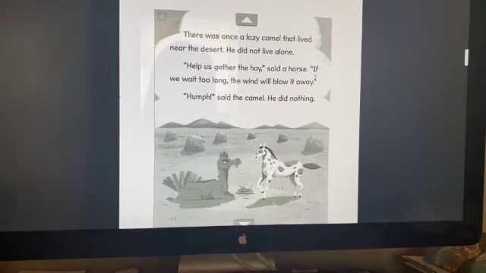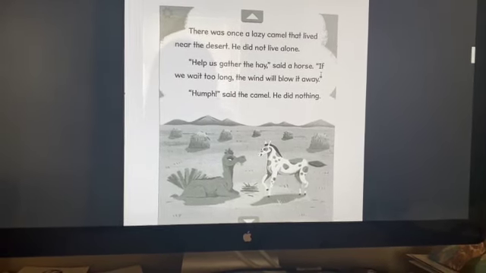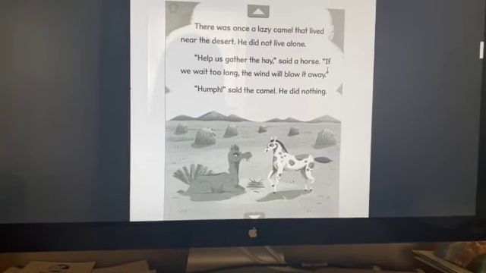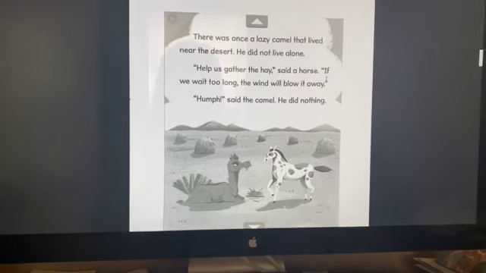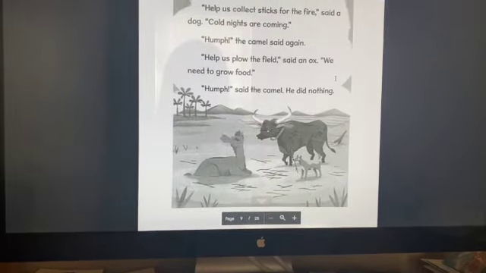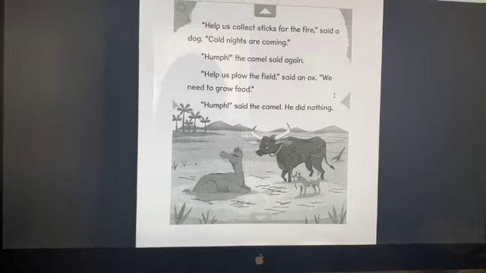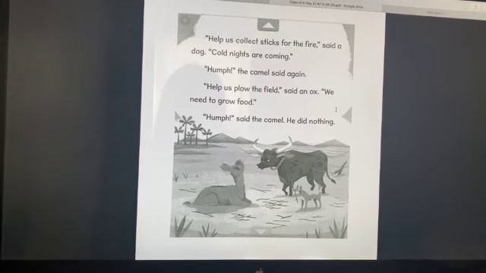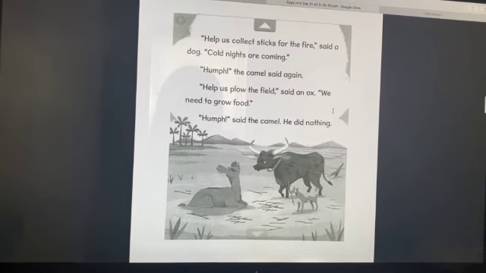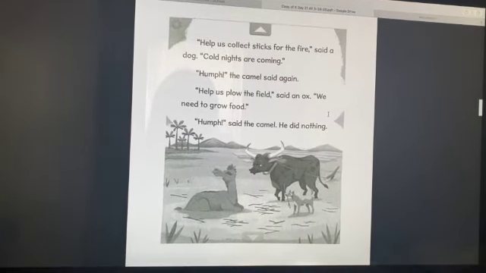There was once a lazy camel that lived near the desert. He did not live alone. "Help us gather the hay," said a horse. "If we wait too long, the wind will blow it away." "Huff," said the camel. He did nothing. "Help us collect sticks for the fire," said a dog. "Cold nights are coming." "Huff," the camel said again. "Help us plow the field," said an ox. "We need to grow food." "Huff," said the camel. He did nothing.